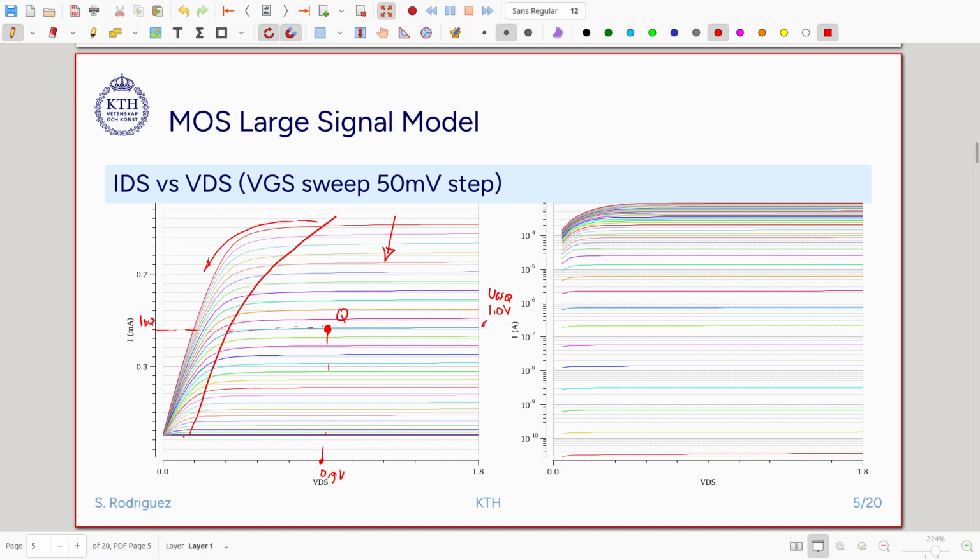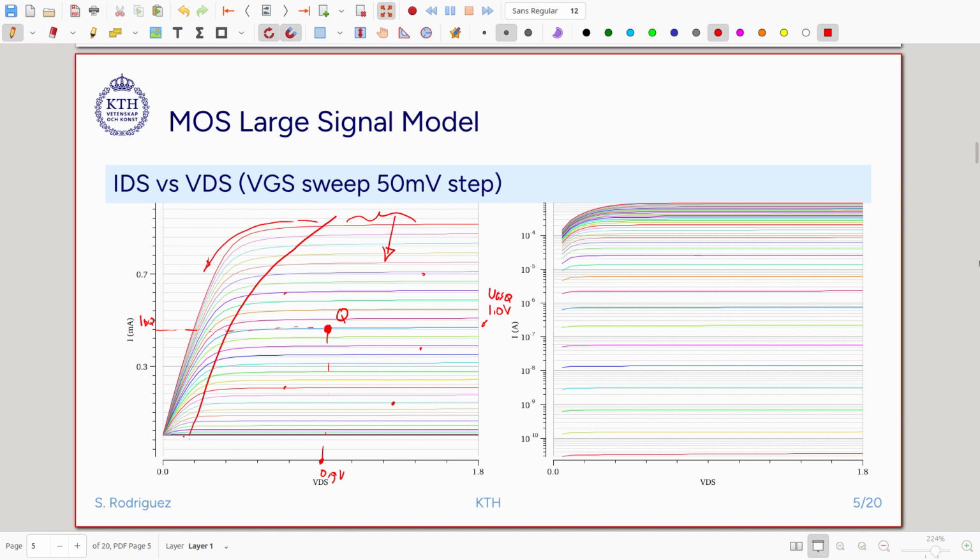So I can put the Q point at any point in this area, but I have to be careful because this is a resting point. This is a quiescent point. When information signals start coming in, this is going to move. So I have to make sure that for all signal swings that I have around my transistor, all the points are inside the saturation region.